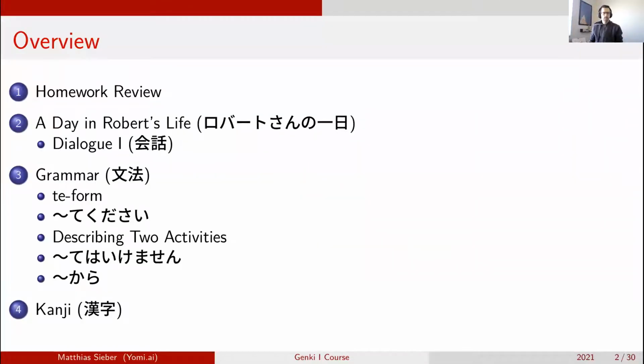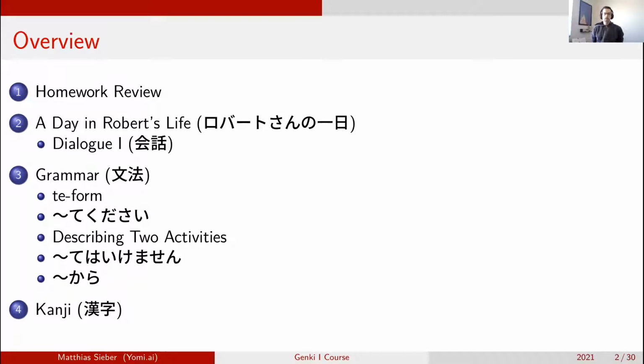So let's jump in. There was a little bit of homework. Of course, like always, we're going to review that. And then we start the new chapter, A Day in Robert's Life, or Robato San no Ichinichi. And we just go over the first dialogue today. There are 3 dialogues in total. The first dialogue is quite packed with 4 of the 6 grammar points that we are discussing.